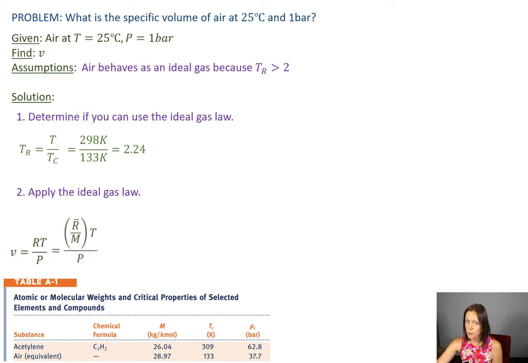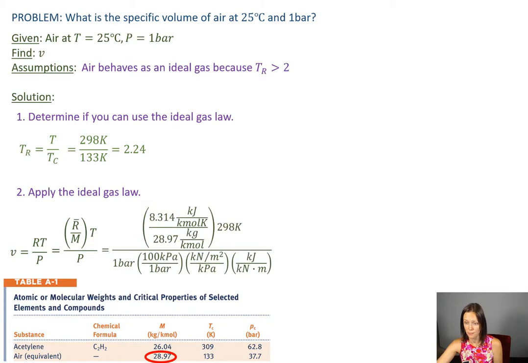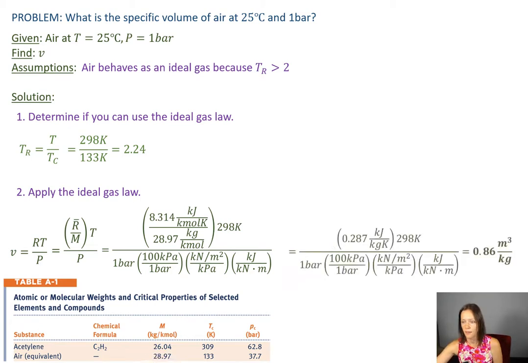And I need to make sure that I calculate what my specific gas constant for air is. And this is R bar over my molar mass. So my R bar, that's 8.314. And then my molar mass, I can look that up in table A1 as well. And that's 28.97 kilograms per kilomole. So if I plug that in and I make sure that all my units work out correctly, then I end up getting 0.86 meters cubed per kilogram.